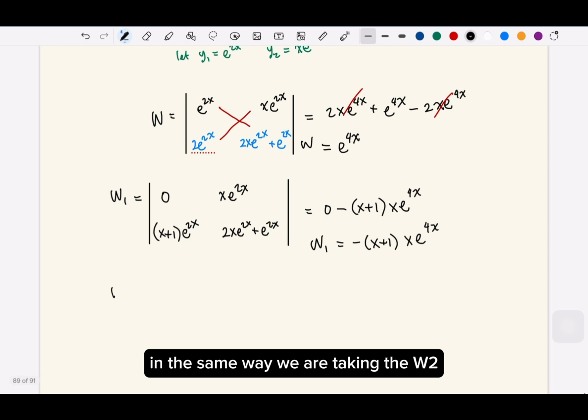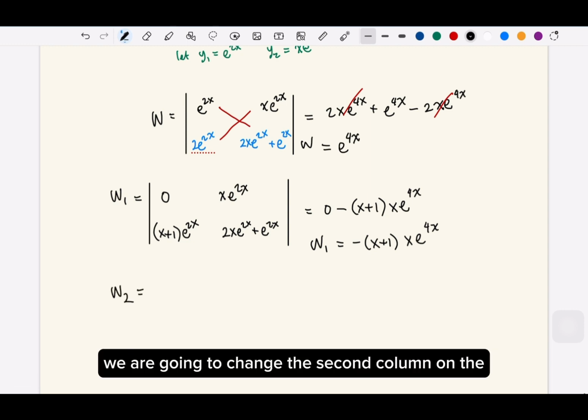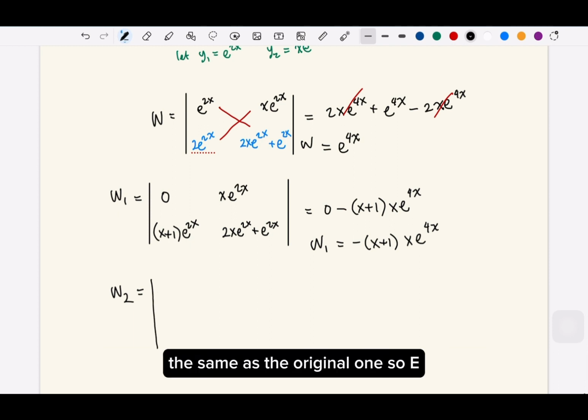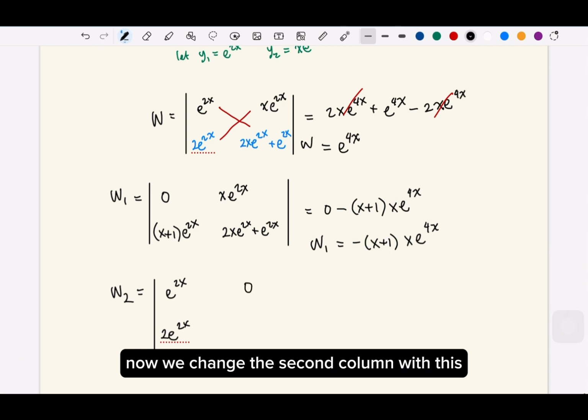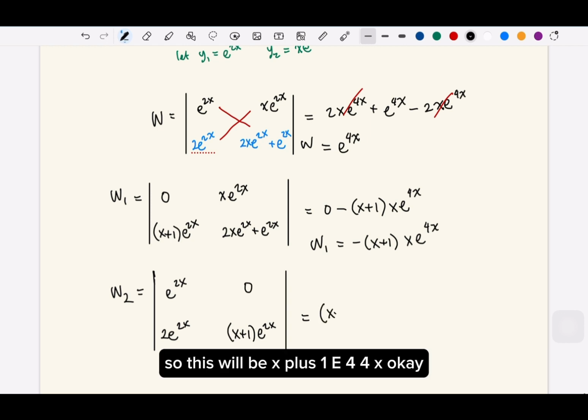And the same way we are taking the w2. Now we are going to change the second column on the Wronskian. So the first column will be the same as the original one. Now we change the second column with this. So we cross multiply. So this will be x plus 1 e to the power 4x. Okay.